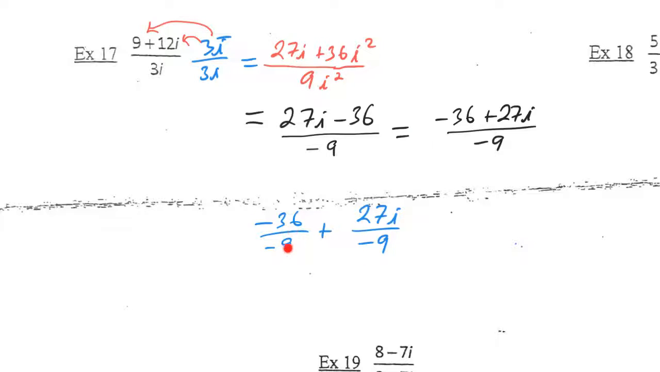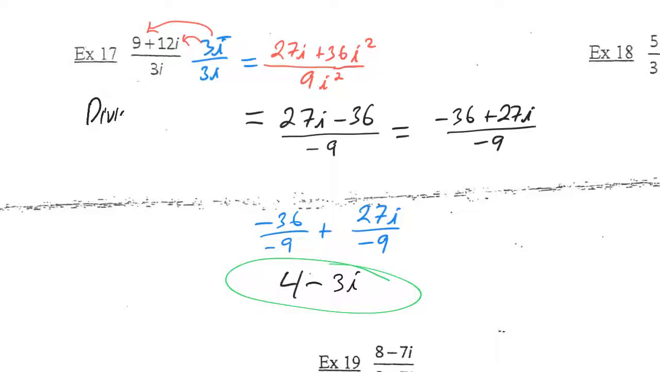Because negative 36 divided by negative 9, that's an integer. That's just positive 4, right? And then this thing, 27i divided by negative 9, that's an integer also. Positive divided by a negative is a negative, and 27 divided by 9 is 3, and then I have my i. And that's my answer. That is dividing complex numbers. Okay?